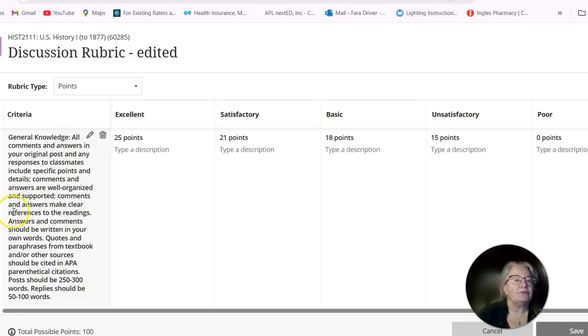All comments and answers in your original post and any responses to classmates include specific points and details. Comments and answers are well organized and supported. And by supported, what we mean, and I've been trying to point this out to you as we go along, is giving literal quotes from your required sources, all of them, and or paraphrasing, but also using that citation. So you want specificity in this. You want to demonstrate to me that you are smarter than AI. And you do this by actually processing the information that you're reading from all of your required sources.